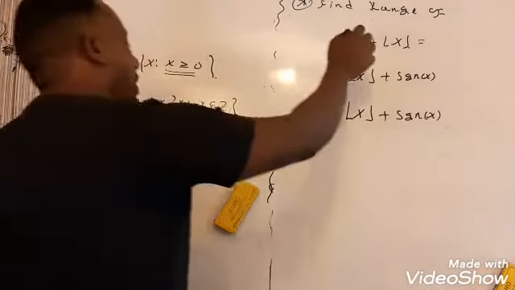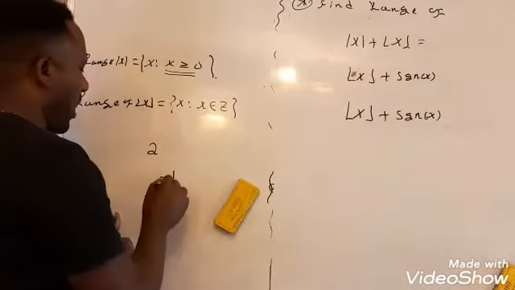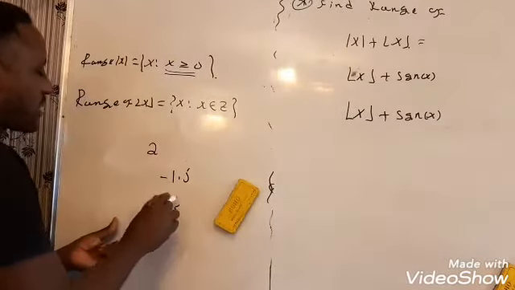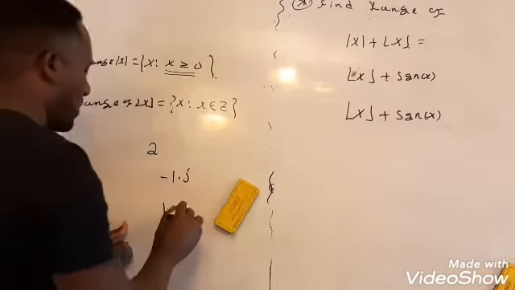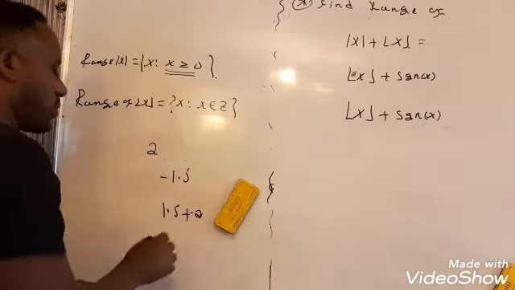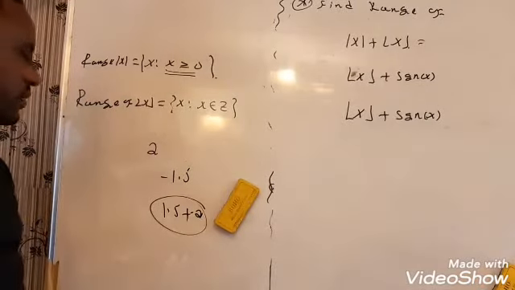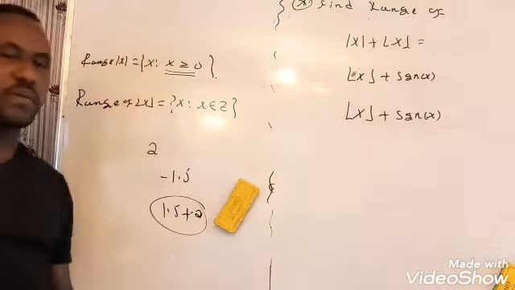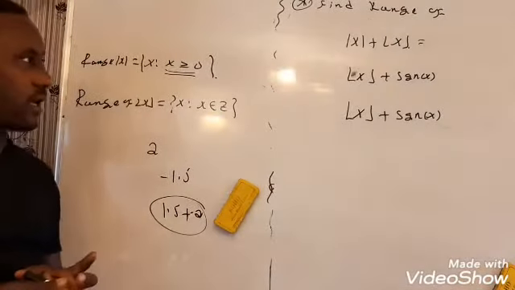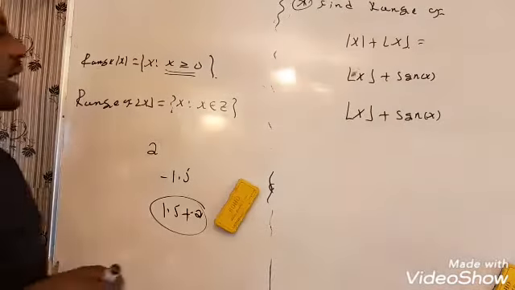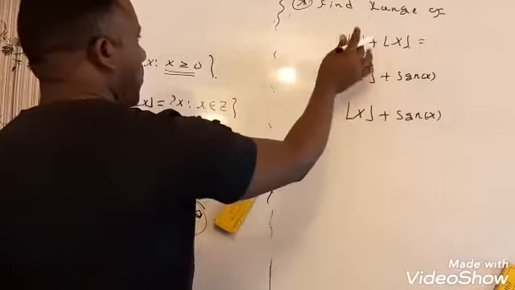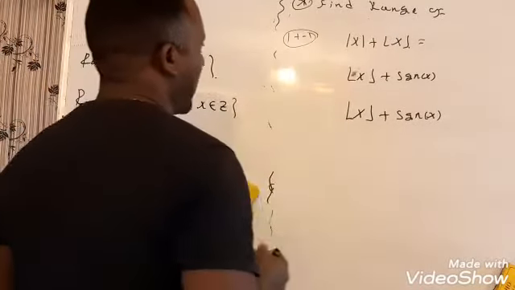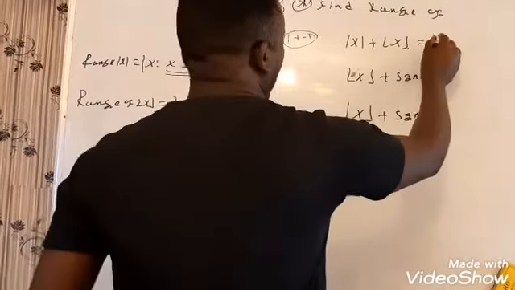But if you replace x with minus 1.5, the modulus of minus 1.5 plus the floor of minus 1.5 is 1.5 plus minus 2. That is negative 1.5 plus minus 2, which is already a decimal. So it is any real number. If you take minus 1, the modulus of minus 1 plus the floor of minus 1 is minus 1 and 0. So this is always a real number.